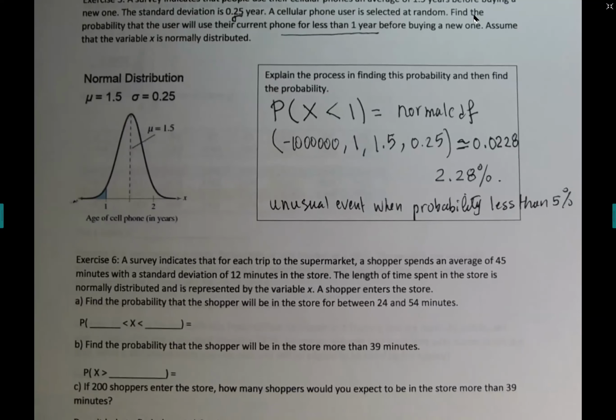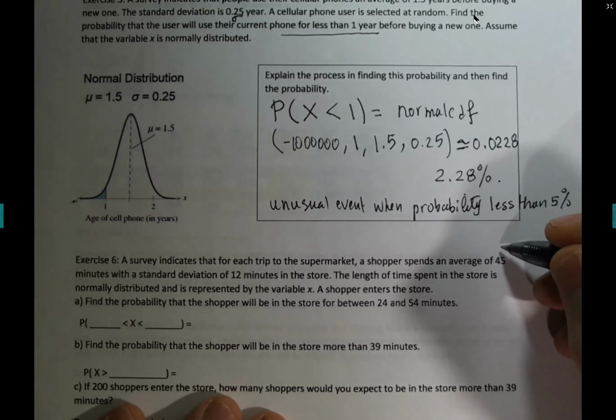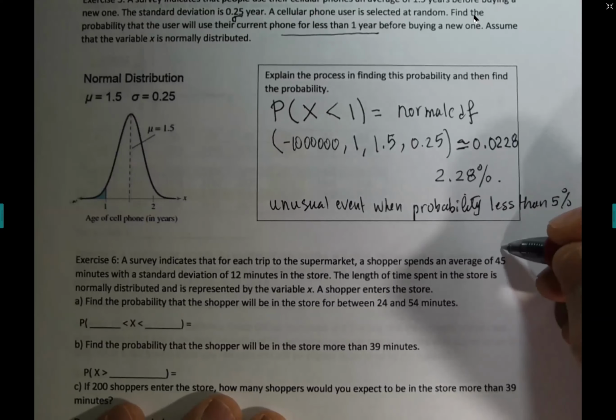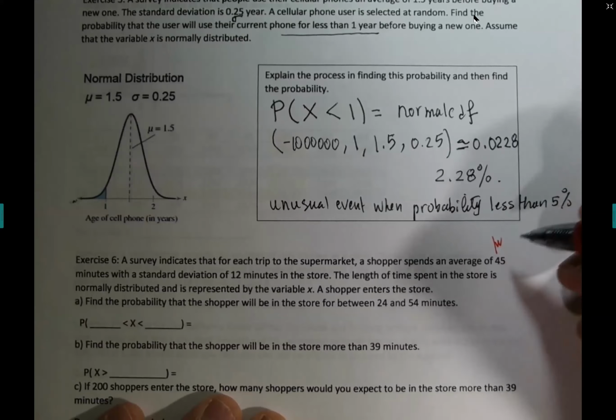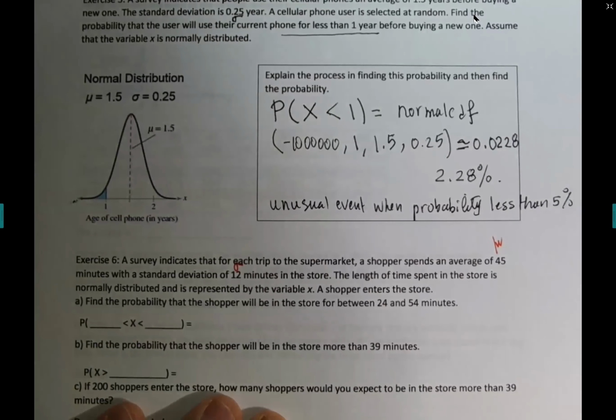So a survey indicates that for each trip to the supermarket, a shopper spends an average of 45 minutes. So what's the label for 45, guys? Simple. The mean. You need to detect that. The standard deviation is sigma. The length of time spent in store is normally distributed.